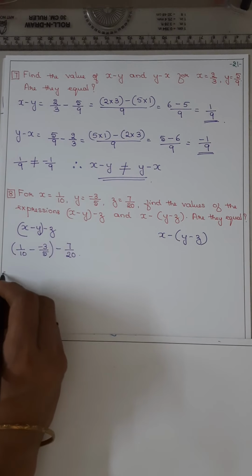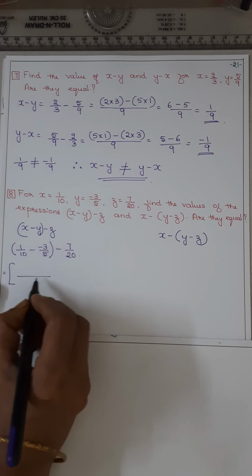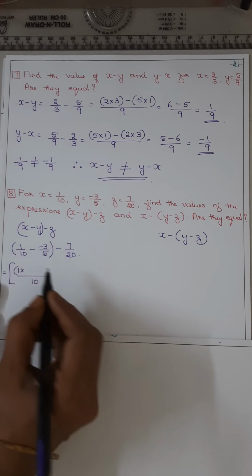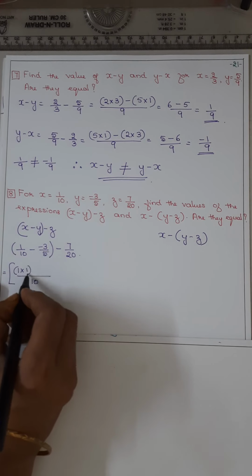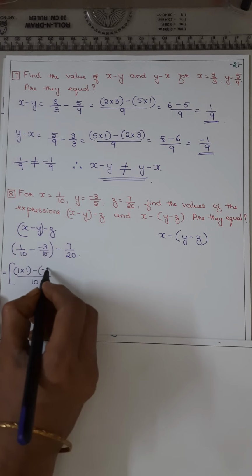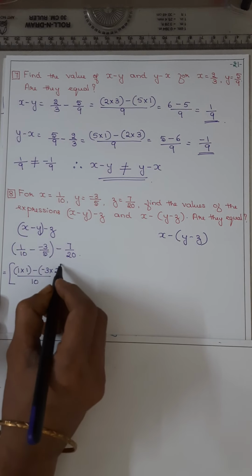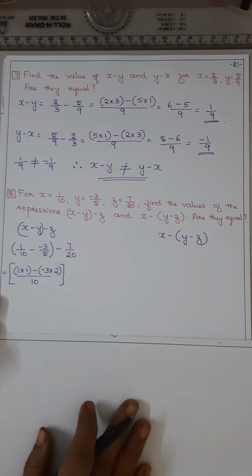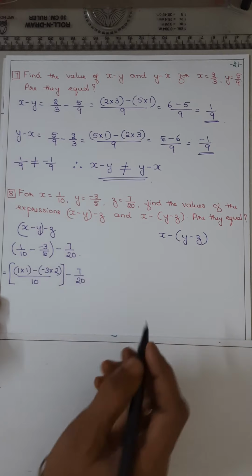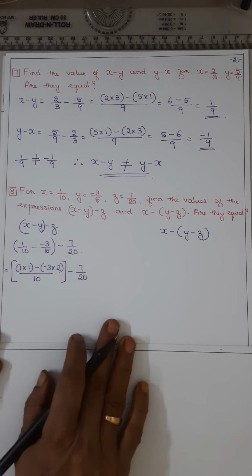So first the square bracket: 10 and 5, LCM is 10. So in the numerator 1 into 10 1s are 10. Multiply by 1. Now here minus 3 into 5 2s are 10. So multiply by 2. Then minus 7 by 20 as it is. Put the brackets, then only it will be clear for you.